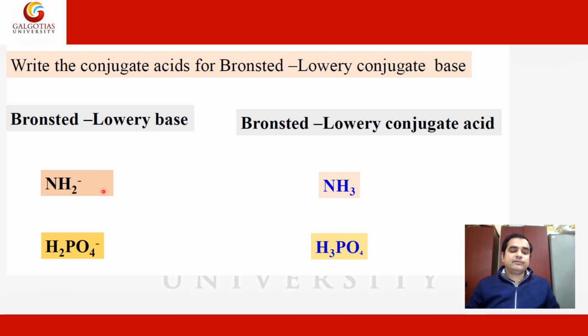After accepting an H plus ion, the species becomes neutral. So this is the Brønsted-Lowry conjugate acid for this NH2 minus species, which is the Brønsted-Lowry base. Similarly, if you take another species, H2PO4 negative, after accepting a proton it will produce H3PO4, that is phosphoric acid. So it is the Brønsted-Lowry conjugate acid of this H2PO4 minus Brønsted-Lowry base.